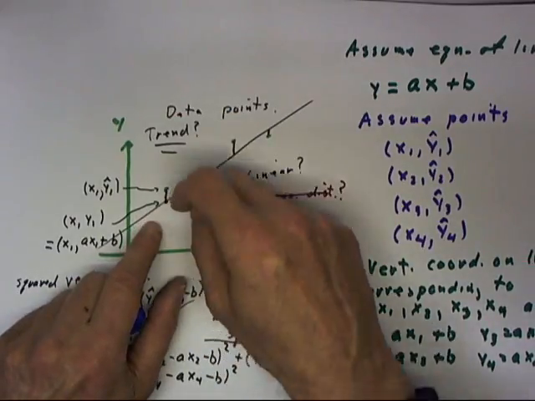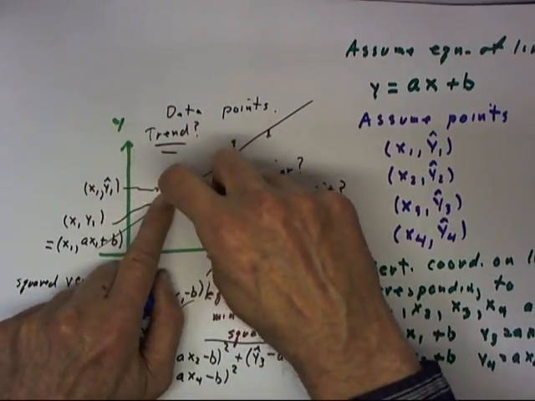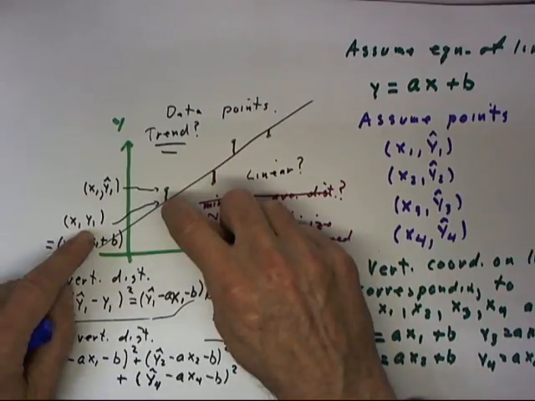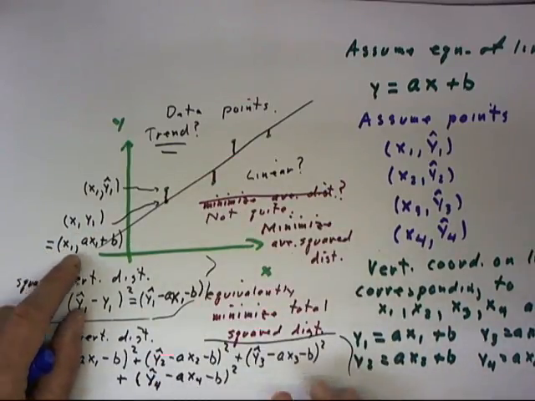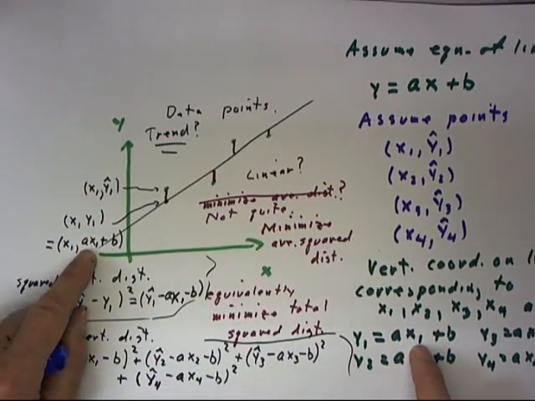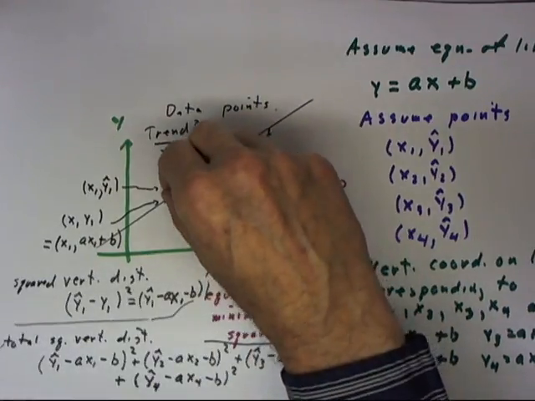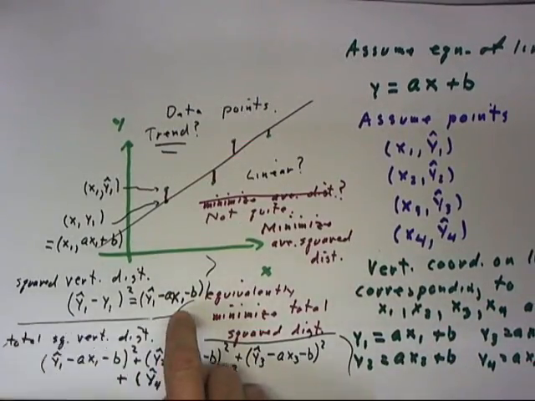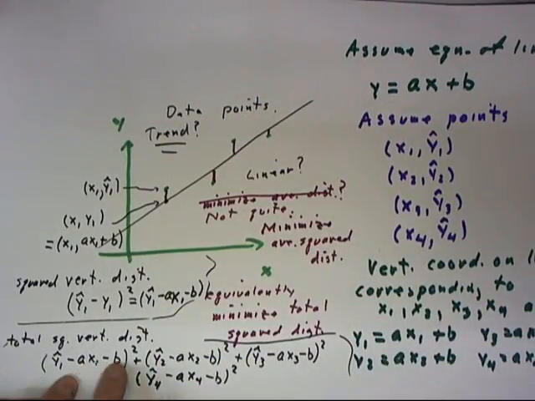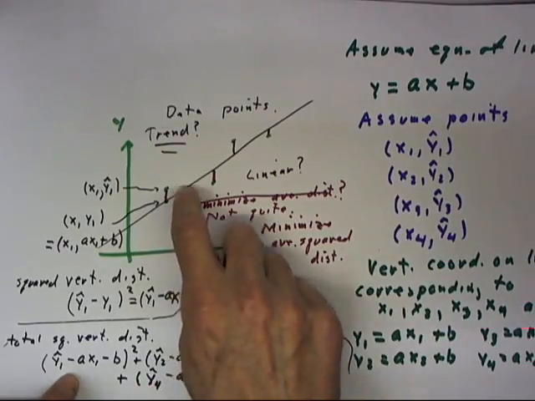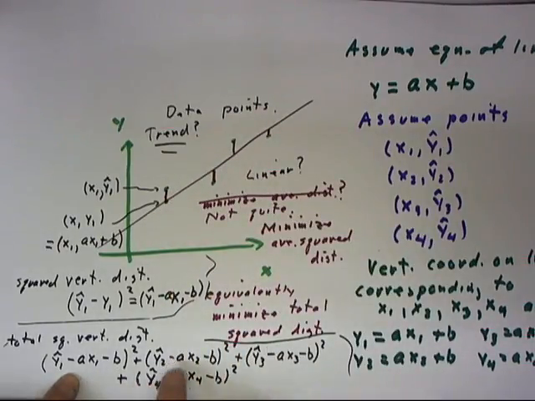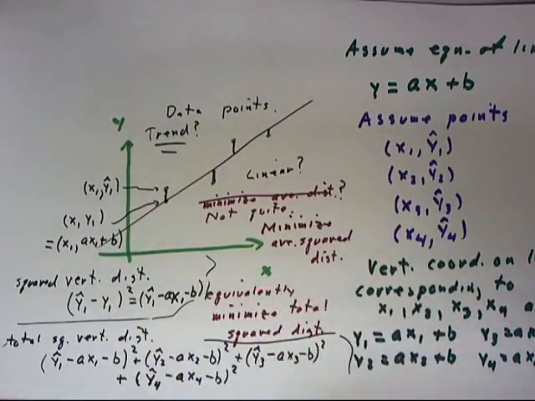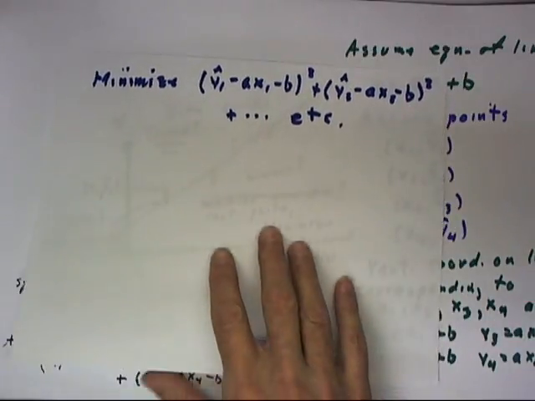Our picture is we have a data point x1, y1 hat, a predicted point x1, y1 equals ax1 plus b, and a vertical distance corresponding to this expression. If we add up all the vertical distances of all the points, we get a series of expressions that look like this. There might be more than 4 points. Here we're just considering 4.